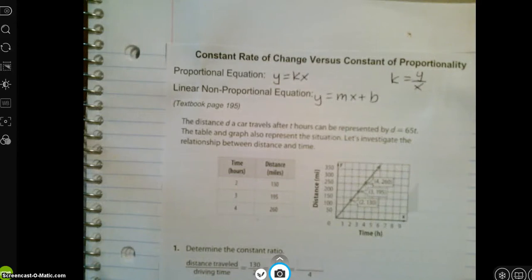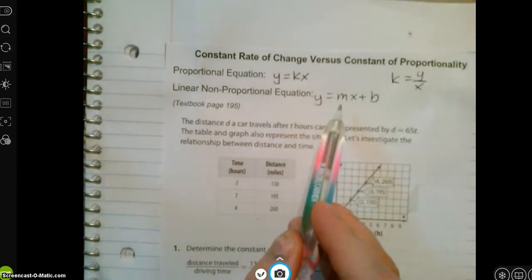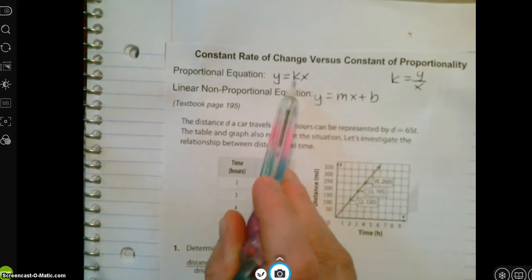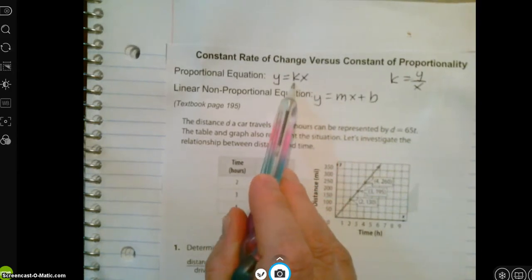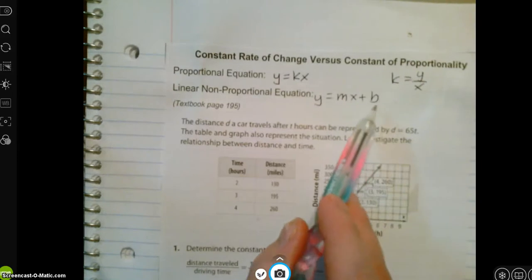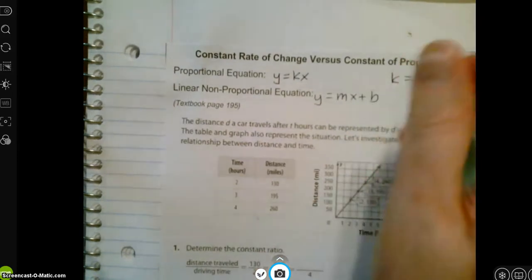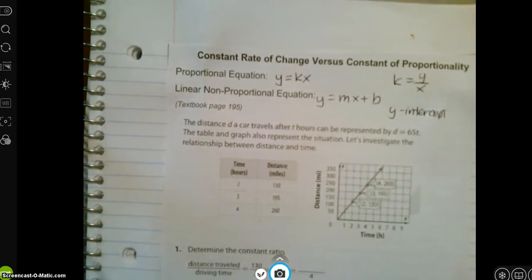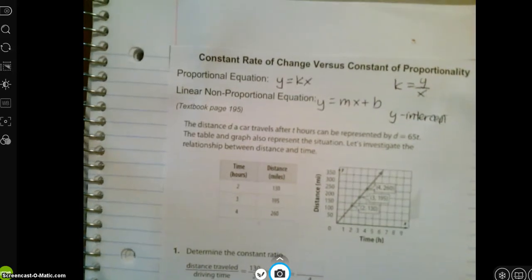Okay? And remember, when we do constant rate of change, it's always m, constant rate of change, and sometimes k. So if it goes through 0, 0, it will also be k. This is our y-intercept, and that is where it crosses the y-axis.